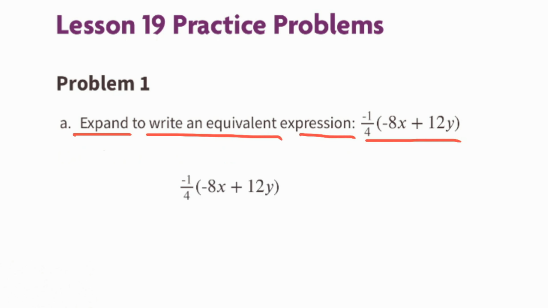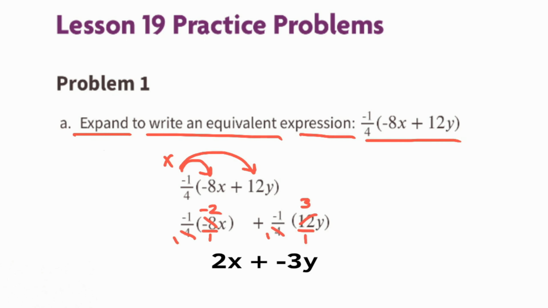We will use the distributive property to multiply -1/4 by the two terms inside the parentheses. We can rewrite the expression as -1/4 times -8x plus -1/4 times 12y. For the first term, a negative times a negative is a positive, and 1/4 of 8x is 2x. For the second term, a negative times a positive is a negative, and 1/4 of 12y is 3y. So now the expression reads 2x plus -3y.